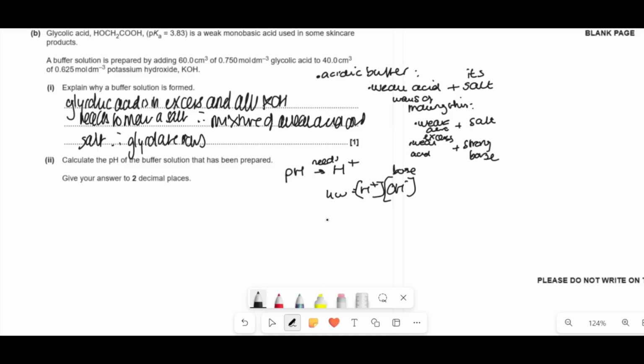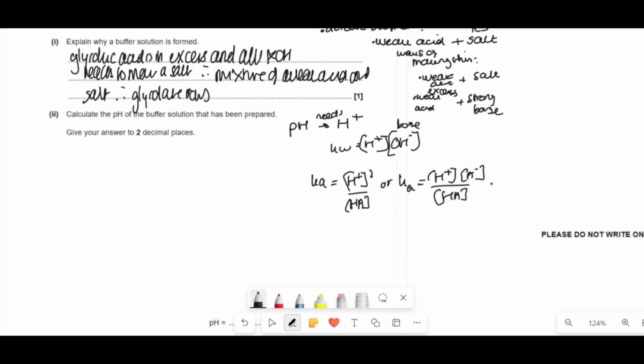Our other option is to just say, oh well, surely it's the same as the acid. But this is a weak acid, so it doesn't fully dissociate, so that doesn't help us either. The other options are our Kas. Now, there are 2 Kas. There's Ka equals H+ squared over HA, or Ka equals H+ A- over HA. You need to understand what all of these represent. H+ is what we need. HA is the concentration of the acid. So what's A-? That is the concentration of salt.